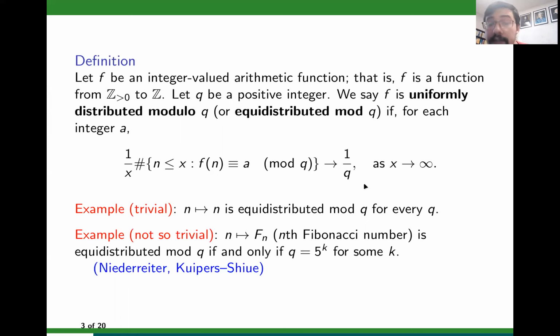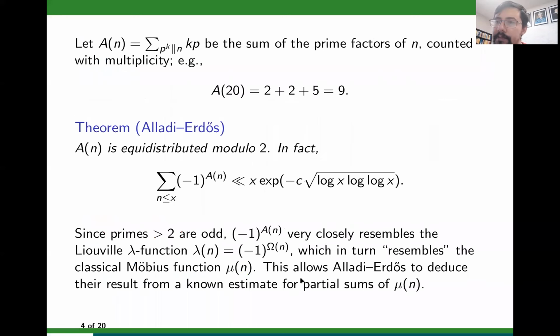A more fun example, although not so important for this talk, is the function where n maps to the nth Fibonacci number. In that case, one can show, this is not completely trivial, that this is equidistributed mod q precisely when q is a power of 5. Okay, so I said these two examples are not so important for us. Let me move to one that is.